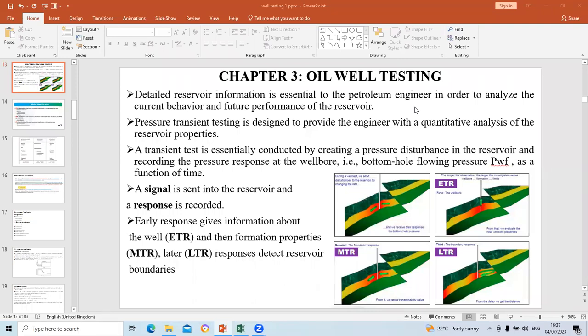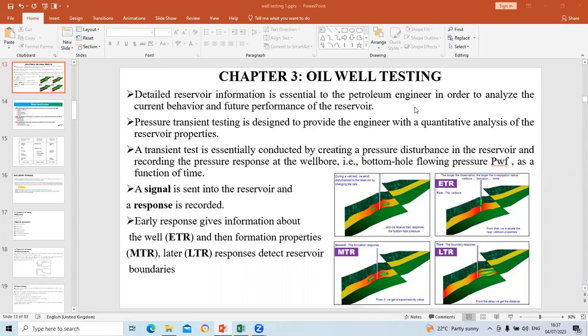I think I taught you on Saturday the types of flow regime. We have the transient flow regime, the steady state, and the pseudo steady state flow regime. So at the early stage of that pressure disturbance, the flow that dominates there is a transient flow.